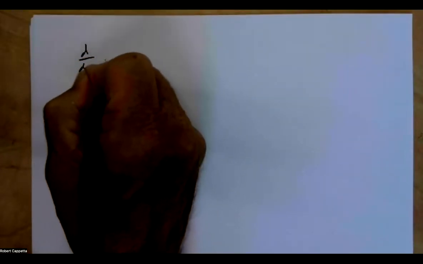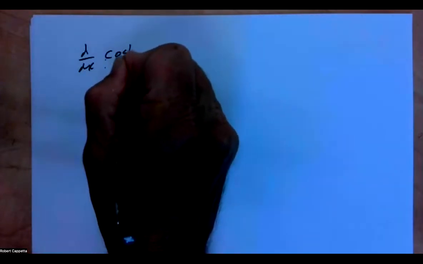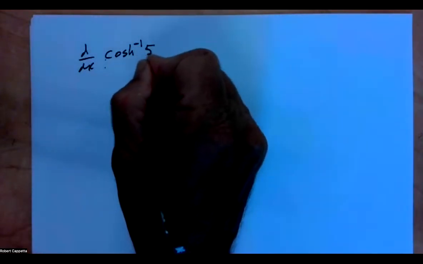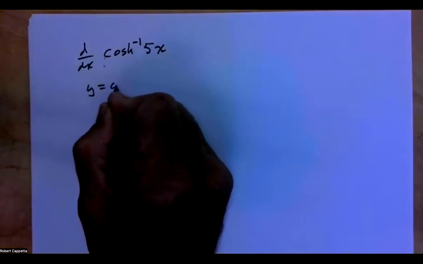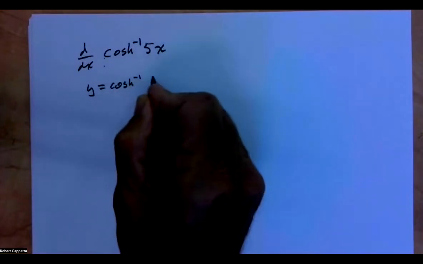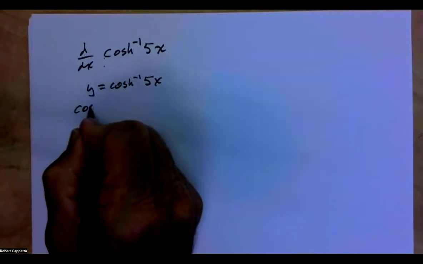In this lesson, we're going to look at determining the derivative with respect to x of the inverse cosh of 5x. And we want to use our implicit derivative approach to determine that. So I'm going to rethink this problem as y equals inverse cosh of 5x, which of course would mean cosh y equals 5x.